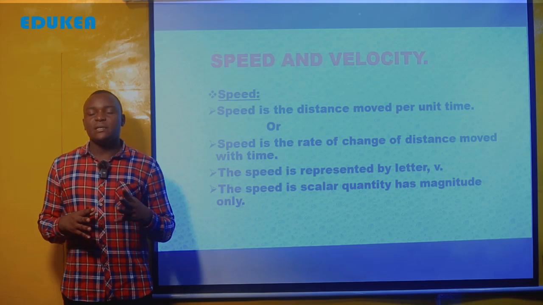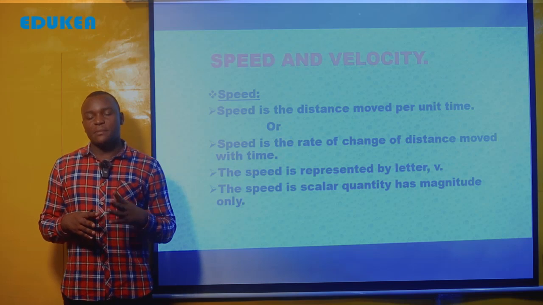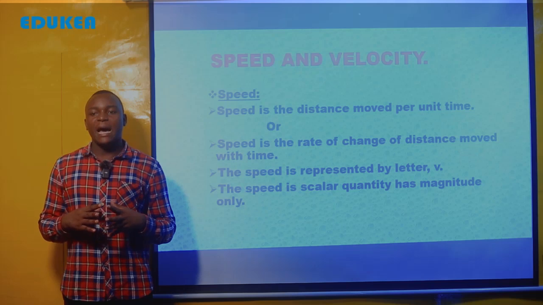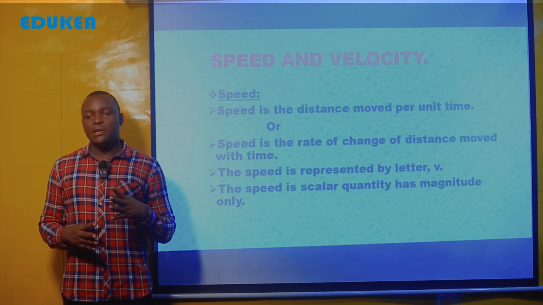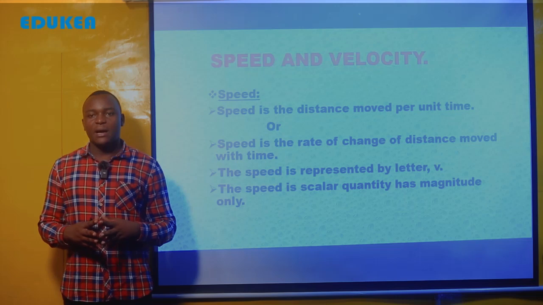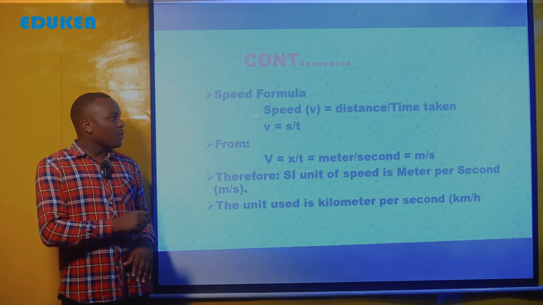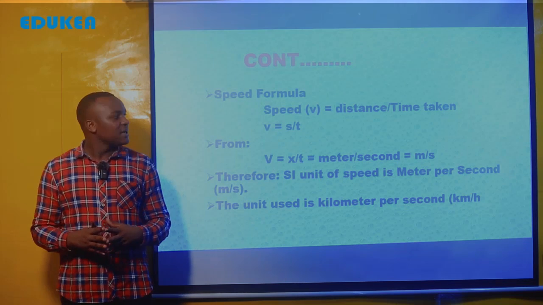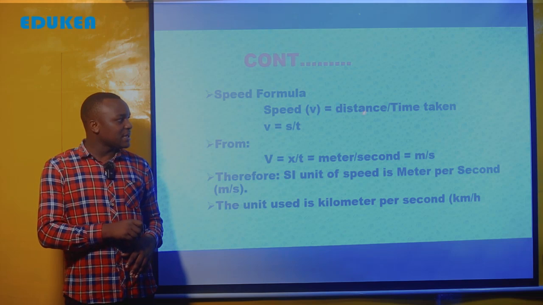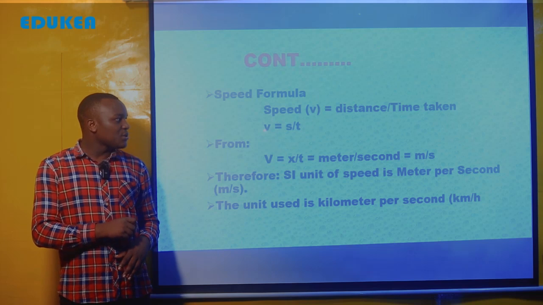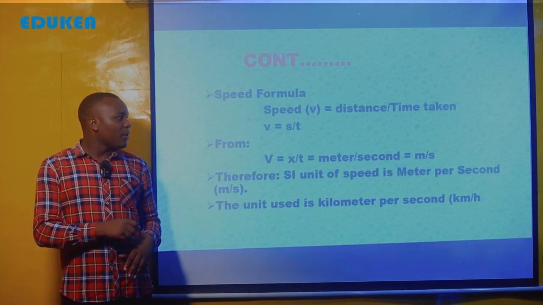Kwa sababu gani ni scalar quantity? Ni kwa sababu speed yenyewe haina direction but ina magnitude. Kwa kutokana na hiyo sababu speed inakuwa ni scalar quantity. So mathematically we can express speed, v, as equal to distance divided by time taken. So v will be equal to s divided by t, whereby s means distance and t means time.